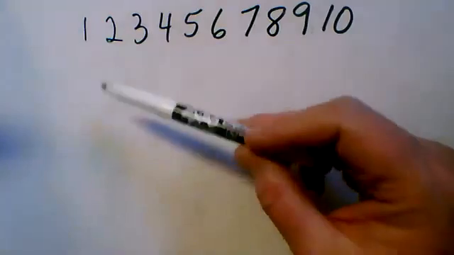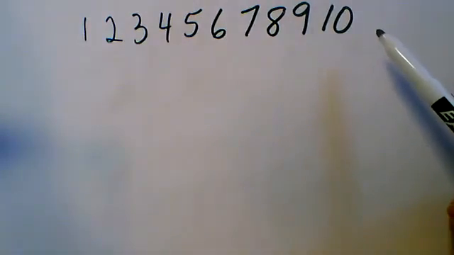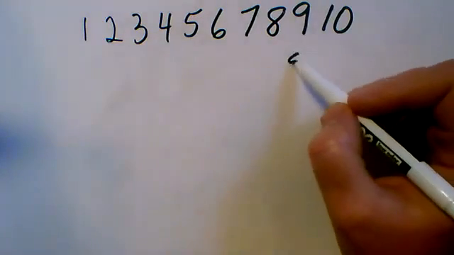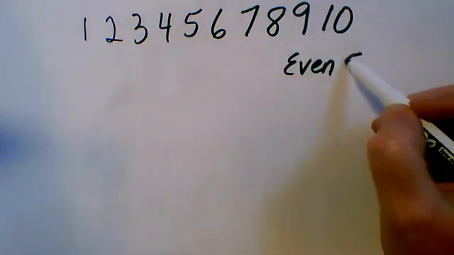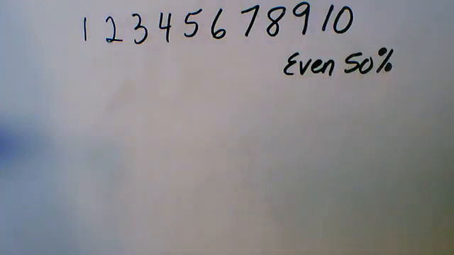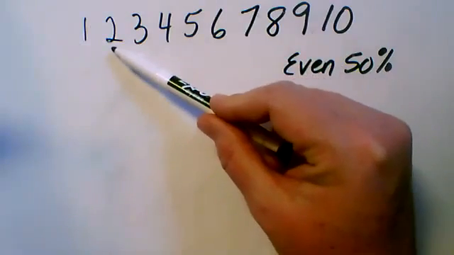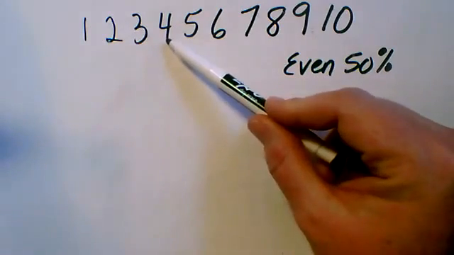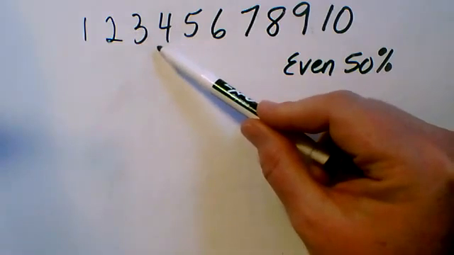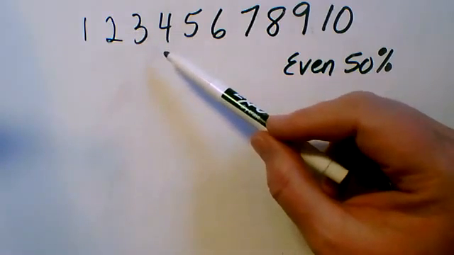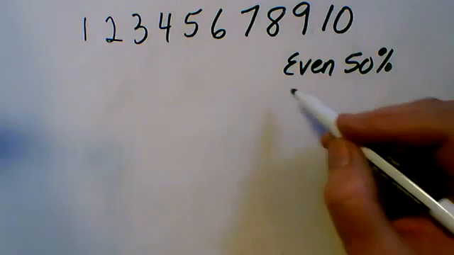Okay, so the first question is, what percent of these numbers are even? Well, your child can see that every other one is even. So even equals 50%. Then it says, what percent of the first 5 numbers are even? So the first 5 numbers, there's only 2 that are even out of 5. So that's 40%.